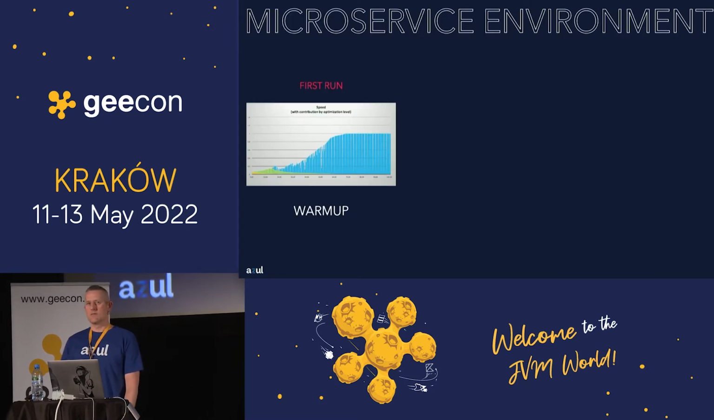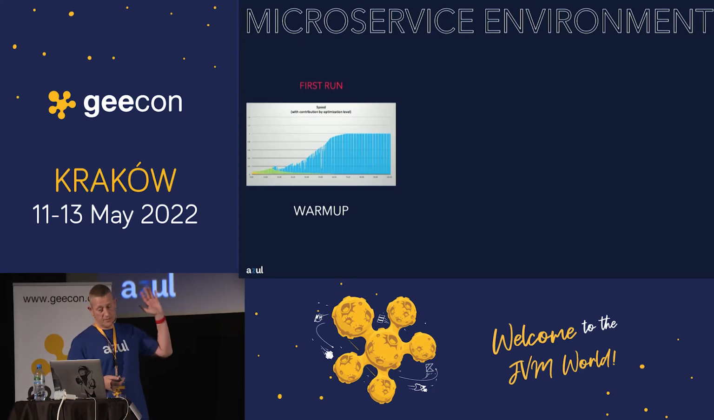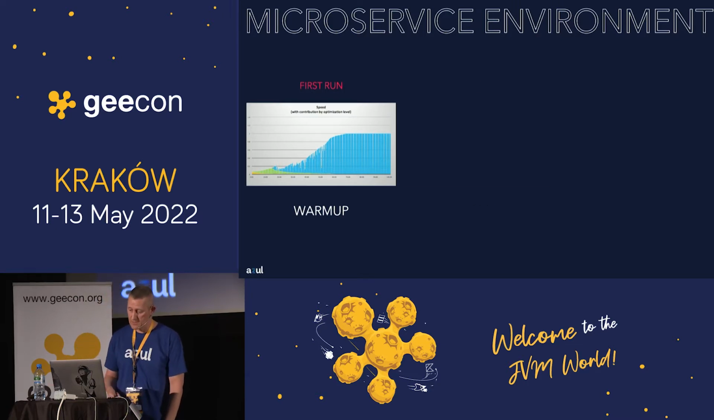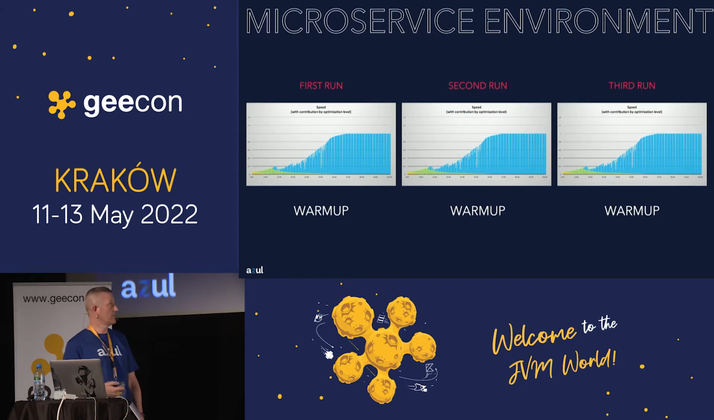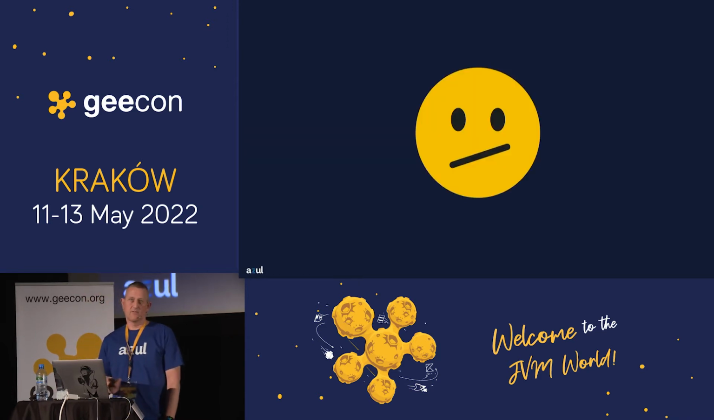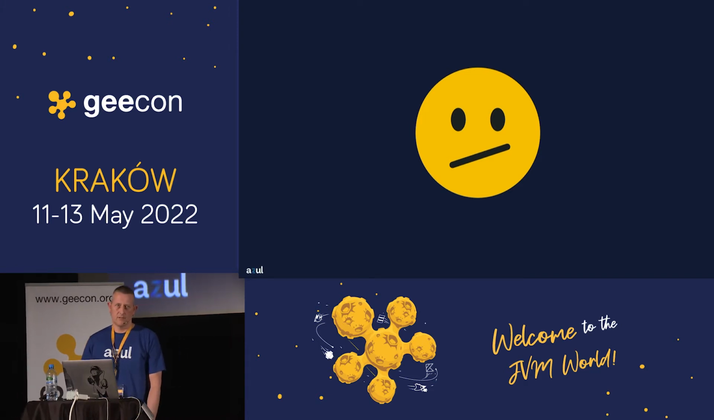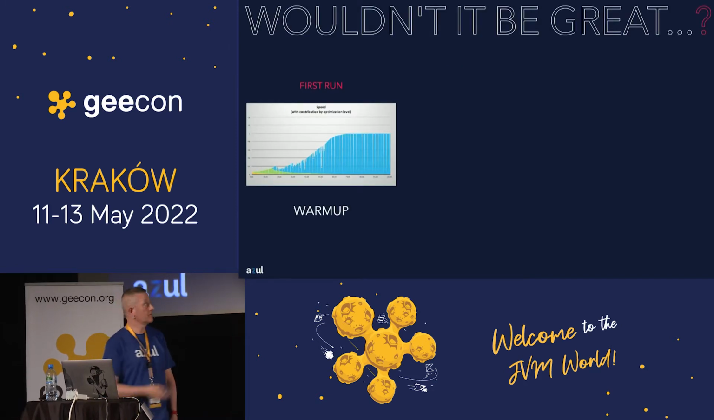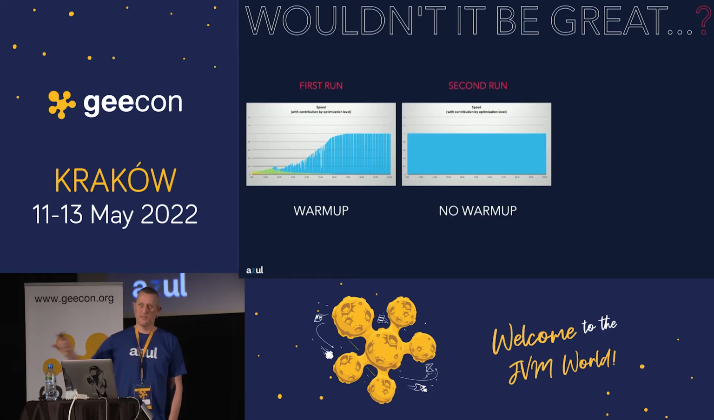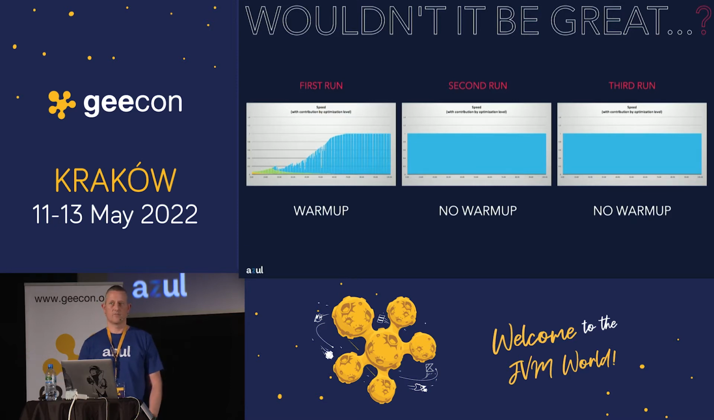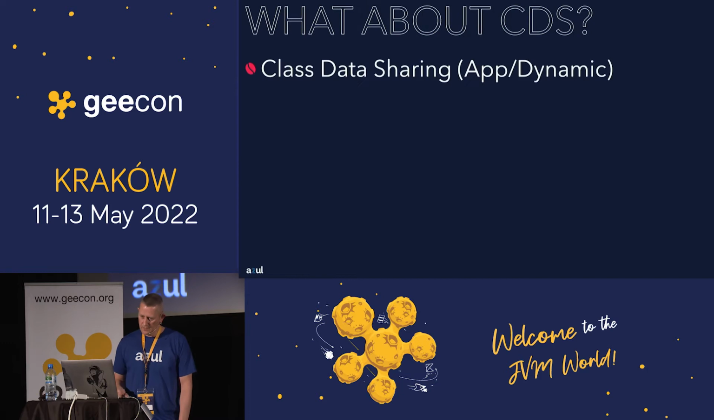If we now take a look at a microservice environment, that means we have our application running: first instance, start, warm up, second time we run it, warm up, third time, warm up. You see where that leads to, right? So this is not very satisfying in the end. So wouldn't it be great if we could do something like that? Start it up once, warm up once, and then run at full speed. Second run, full speed, third run. From there on, always full speed. That would be great.